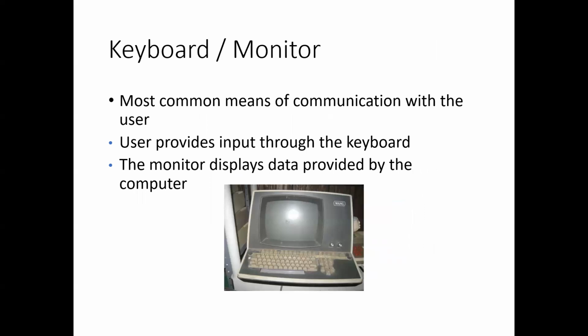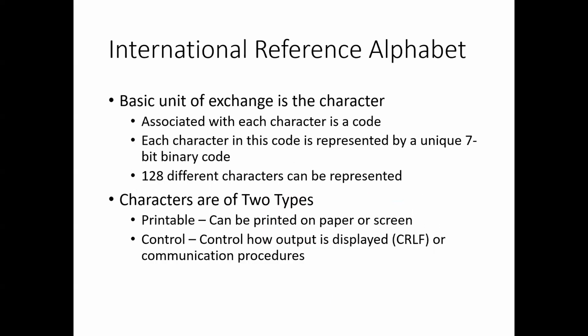So the keyboard and monitor is the most common means of communication with the user. The user provides input through the keyboard, and the monitor displays data provided by the computer. The basic unit of exchange is generally the character, and associated with each character is a code. Each character in this code is represented by a unique 7-bit binary code, and there are 128 different characters that can be represented. There are two types.